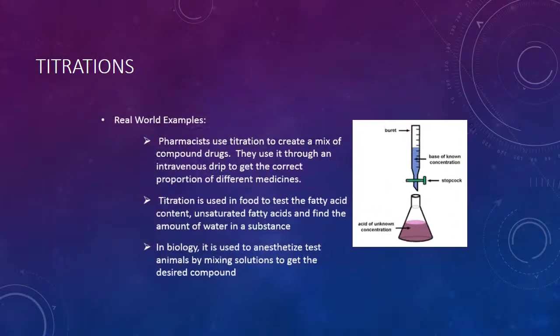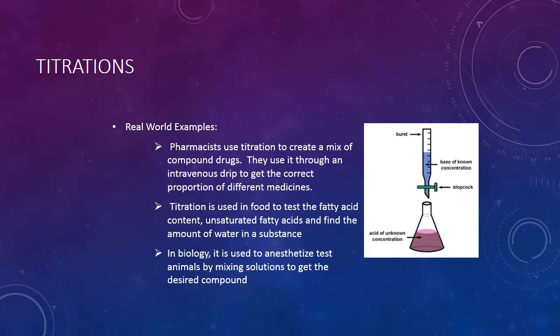Furthermore, on titrations, some real-world examples are pharmacists use titration to create a mix of compound drugs. They use it through an intravenous drip to get the correct proportion of different medicines. In biology, it is used to anesthetize test animals by mixing solutions to get desired compounds.